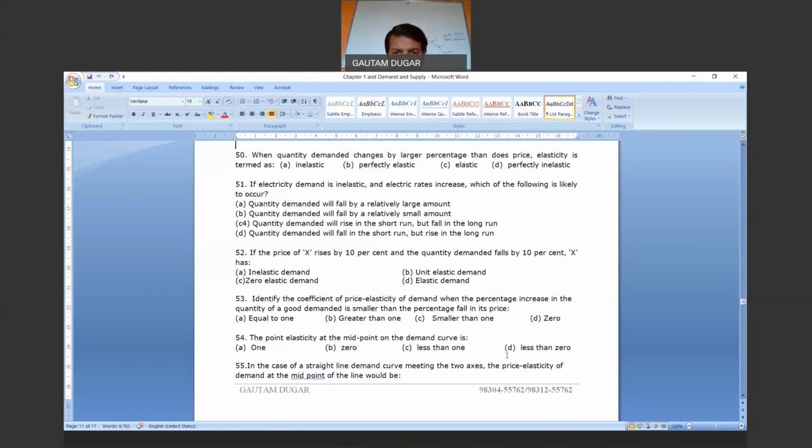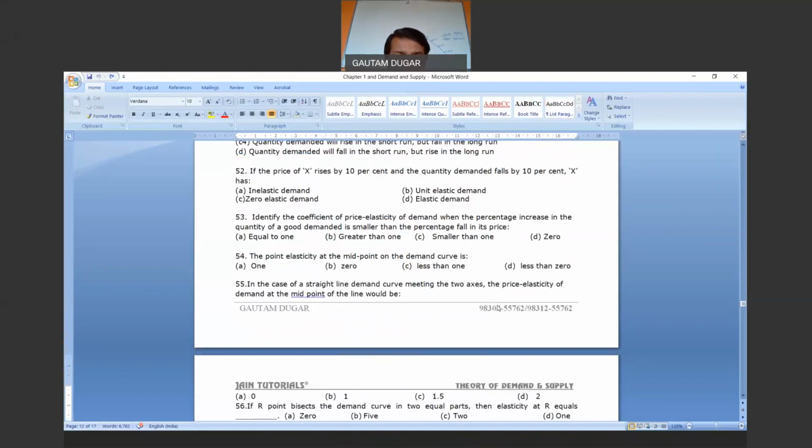If the price of X rises by 10% and the quantity demanded falls by 10%, X has 52. Answer is B, unit elastic demand, because demand and price are both changing by just 10%. Next, 53. Identify the coefficient of price elasticity of demand when the percentage increase in the quantity of good demanded is smaller than the percentage change in its price. 51 was B, 52 was also B.